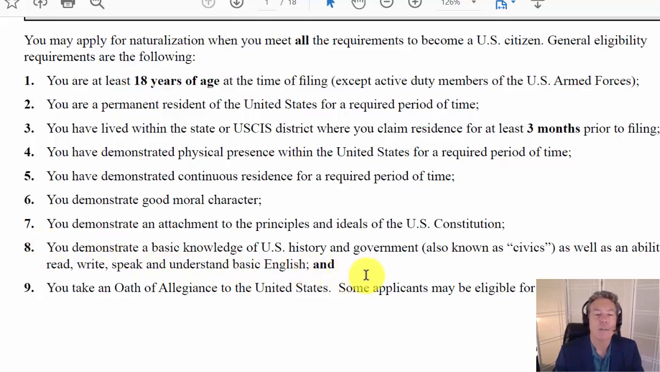You demonstrate a basic knowledge of U.S. history and government, also known as civics, as well as an ability to read, write, and speak and understand basic English. So there's the civics test and there's the English test, right? So that's what I'm saying. If you learn the civics, you can say with more authority, I believe in this form of government that the Constitution is set up. And we have other videos on the civics test as well as speaking and knowing a lot of the words that you need to pass the basic English test.